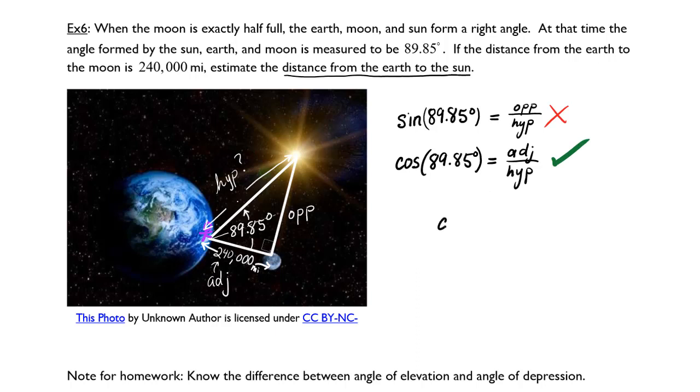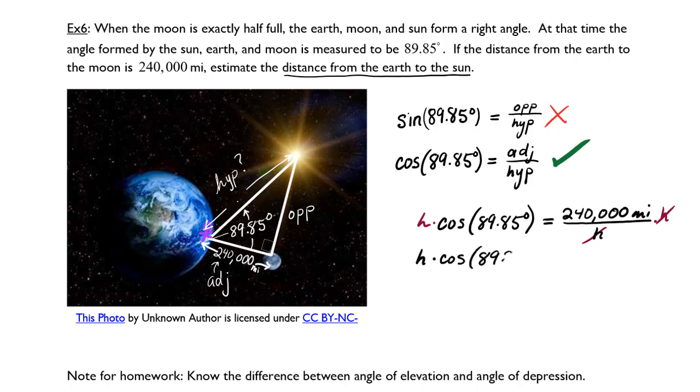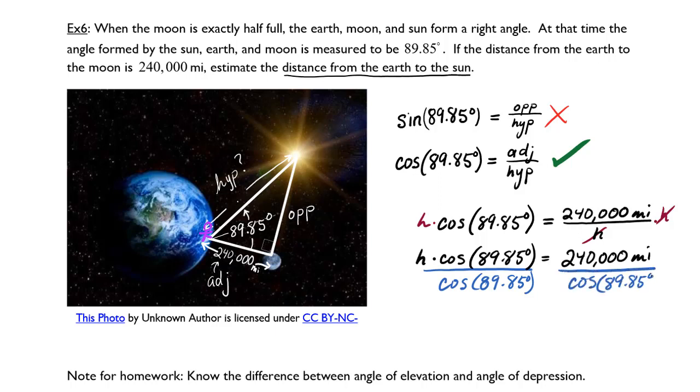If I calculate cosine of 89.85 degrees, we know that that's equal to adjacent, which is 240,000 miles, divided by the hypotenuse, which we don't know. Now that I have my equation, I can solve for h. So I'm going to multiply both sides by h. Now I have h times cosine of 89.85 degrees equals 240,000 miles. Then I'll divide both sides by cosine of 89.85 degrees. That will allow me to isolate the h. So the hypotenuse is equal to whatever this comes out to be.